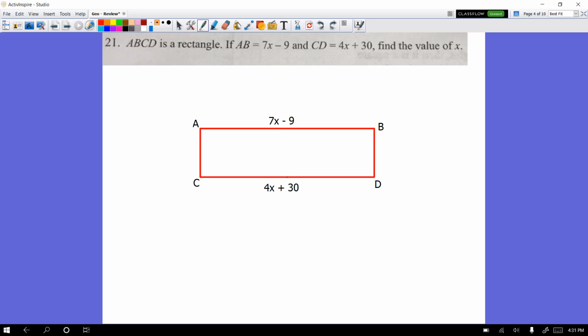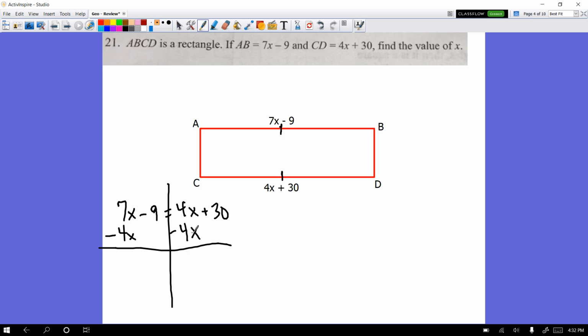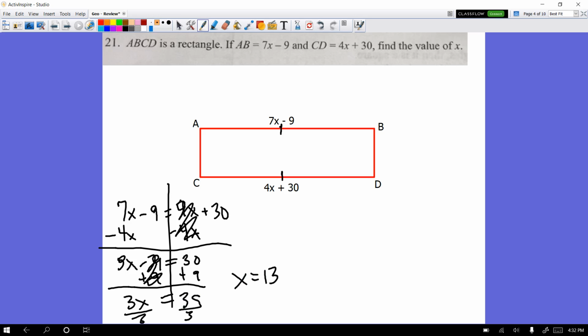Okay, so one thing I do know about rectangles is that these sides are congruent. So I can go ahead and start off with 7x minus 9 is equal to 4x plus 30, multi-step equation. Start with the smallest variable, 4x. This will just keep you from getting a negative variable, and not that that's a big deal, but it's one less step. 7 minus 4 is 3x, minus 9 equals 30. Two-step equation, plus 9. 3x equals 39, divide by 3. One-step equation. x equals 13.